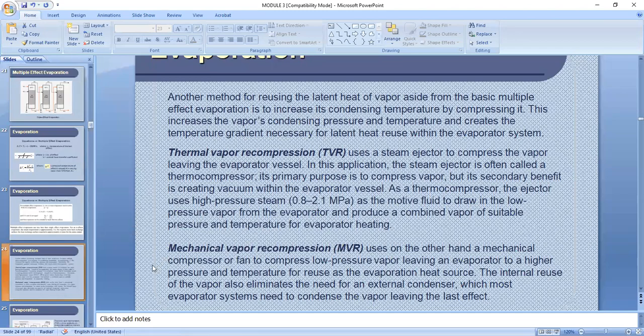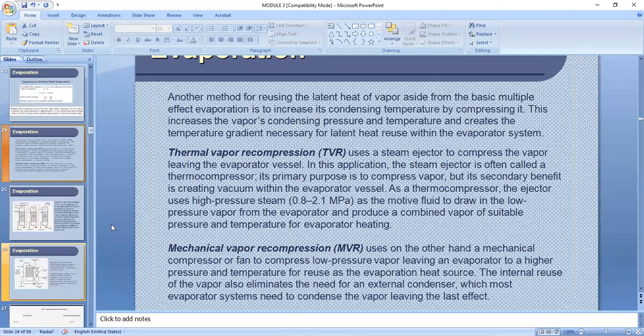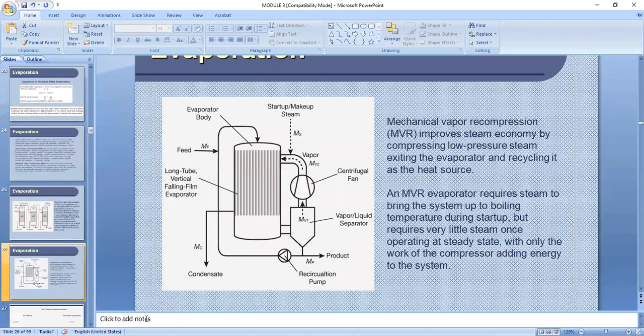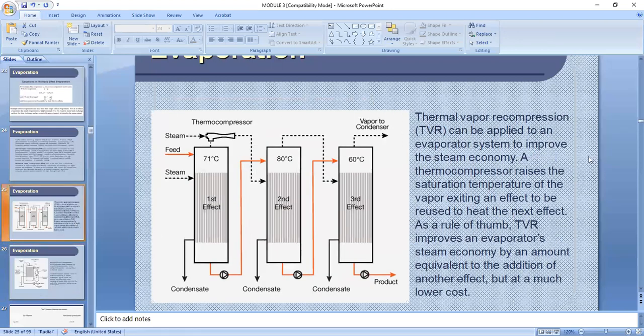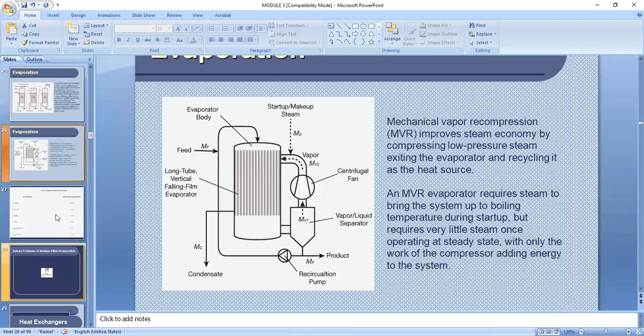Now, I'd like to give this to you to read. These are special types of evaporator systems that are written in your handbook. I took this from your handbook: the thermal vapor recompression evaporator and the mechanical vapor recompression evaporator. Read them so that you will know what makes them special from the usual evaporator design, or what makes them different. This is your thermal vapor recompression, and this one is your mechanical vapor recompression. So read on those. Anyway, it's also in your handbook.